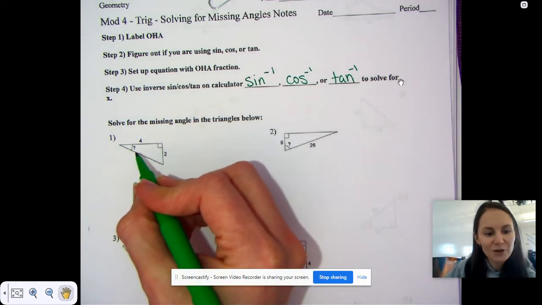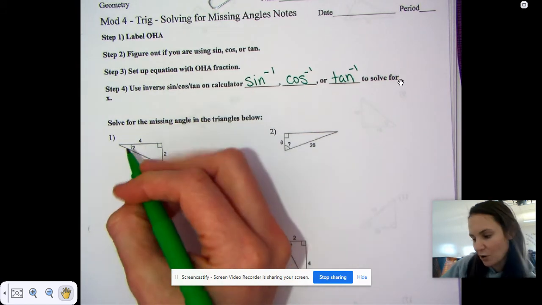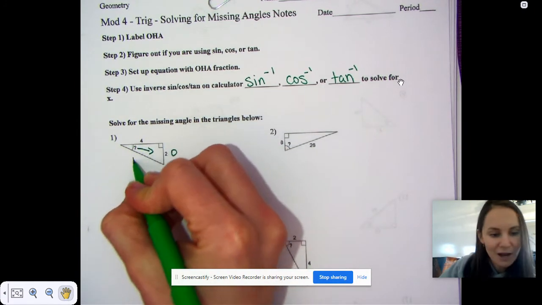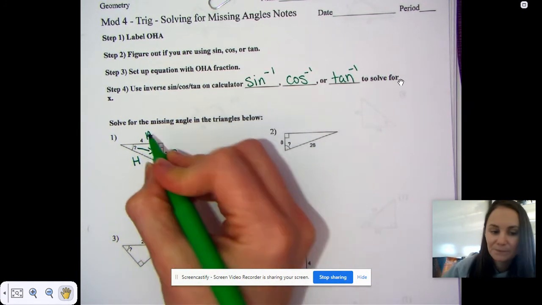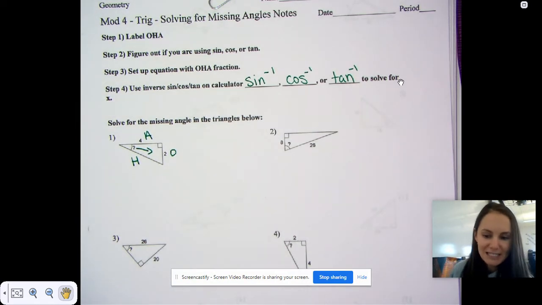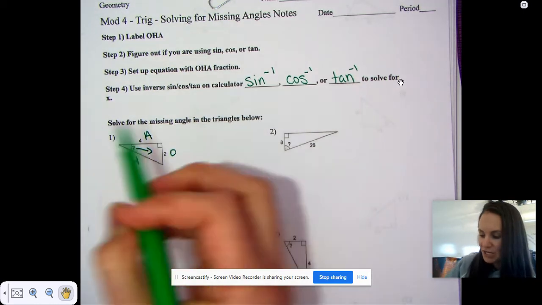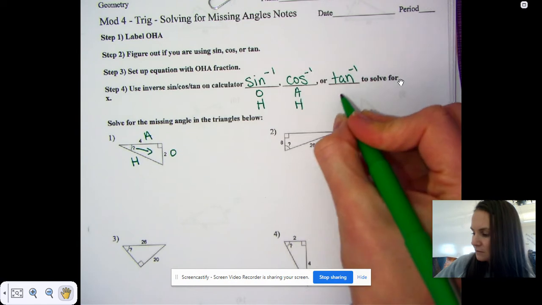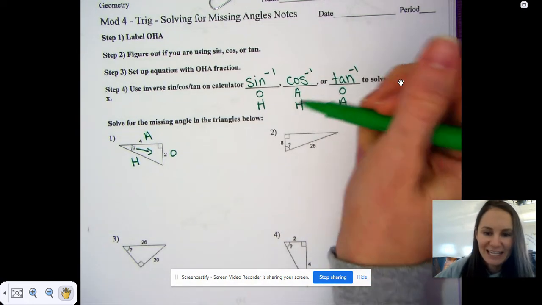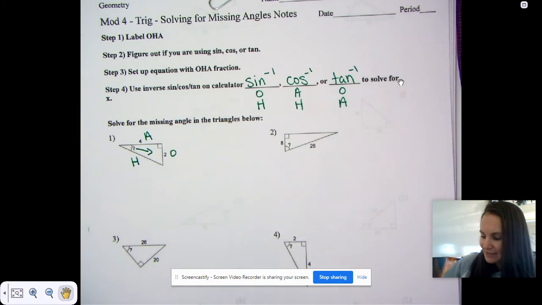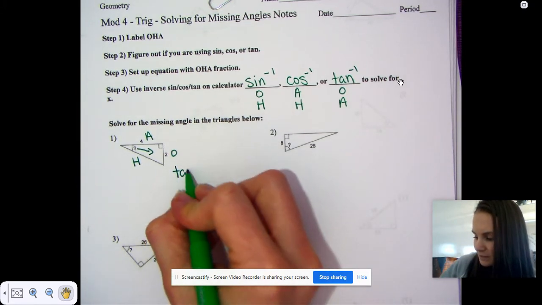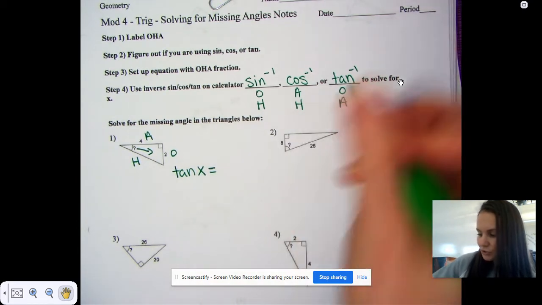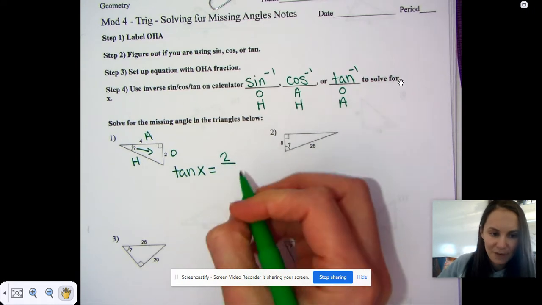First, I'm going to look at the angle that they have marked, and I'm going to label my OHA from there. So I have my opposite side, I have my hypotenuse, and adjacent side. From here, I'm looking to see which two gives me information, and that's my O and A. Let's put these here. O and A is tangent. So I'm going to need to set that up. Tan of X, because I don't know what that angle measurement is, equal to my opposite side over my adjacent.